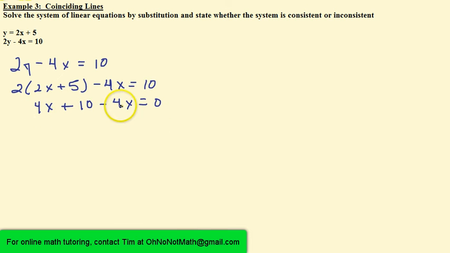Look at this. 4x minus 4x is 0, leaving me with 10 on the left side and 10 on the right side. So that's a true statement. 10 does equal 10, but it really doesn't help me because the variables drop out. So when we have that situation, we know that the two lines are coinciding. They lie on top of one another. So there are an infinite number of solutions. So in that situation, the system is dependent.